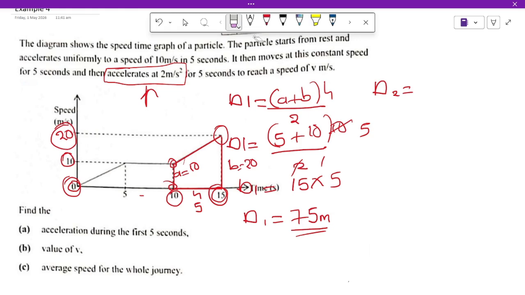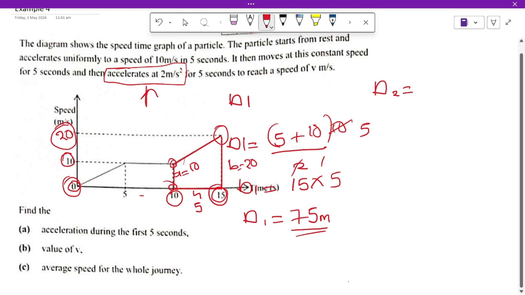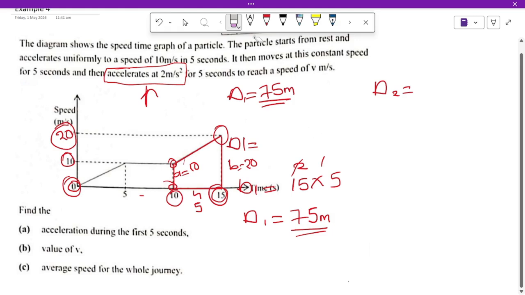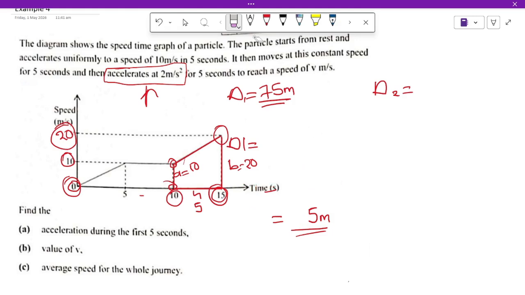Okay, so let's just capture distance 1 as 75 meters, so that we can create some space here. Distance 1 is 75 meters, so that we can clear the unnecessary work we have here. Okay, we can now plug in these values. We can actually bring it closer.